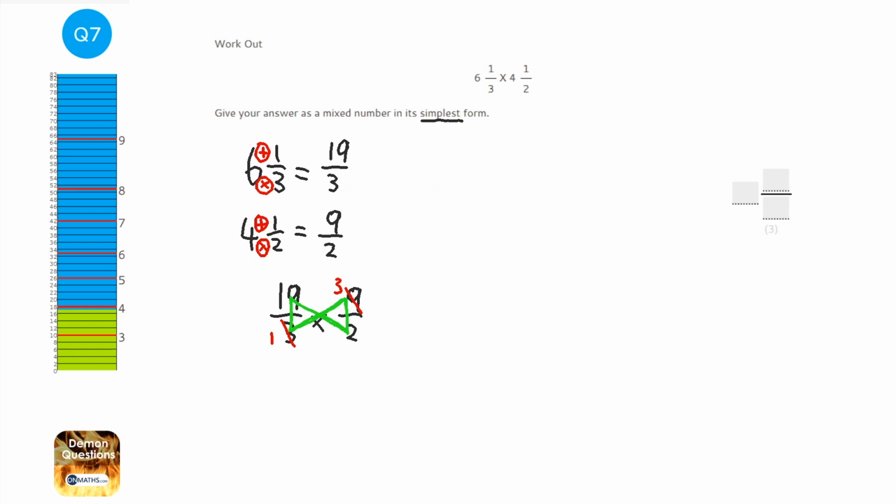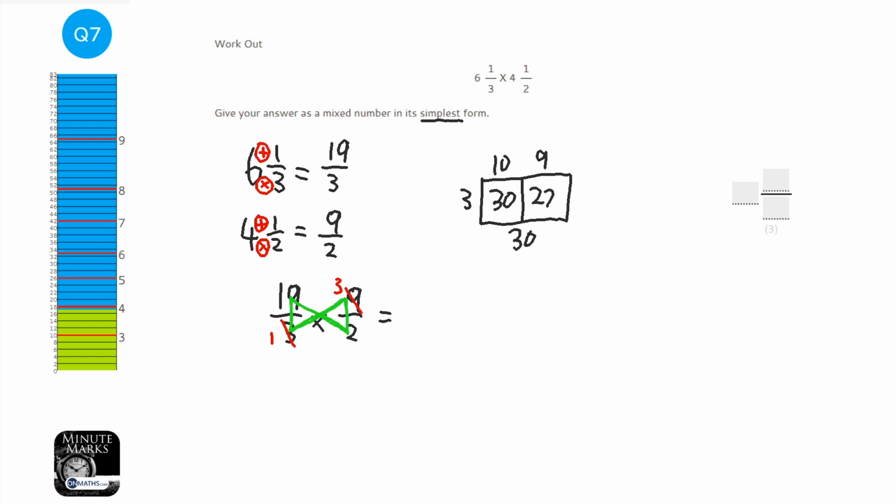So now instead of doing 19 times 9, I'm doing 19 times 3, and you can do any method you want. I mean, some of you would do 20 times 3 and take away 3, but let's do a little grid. 19 times 3, 30, 3 times 9 is 27, so 30 plus 27 is going to be 57. And now we're doing 1 times 2, which is 2.